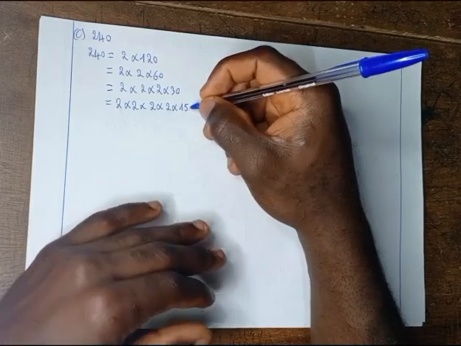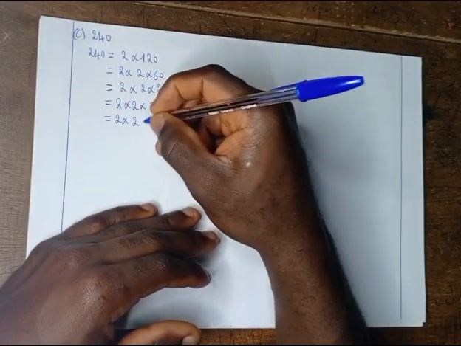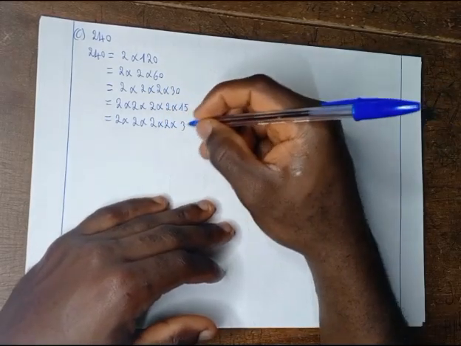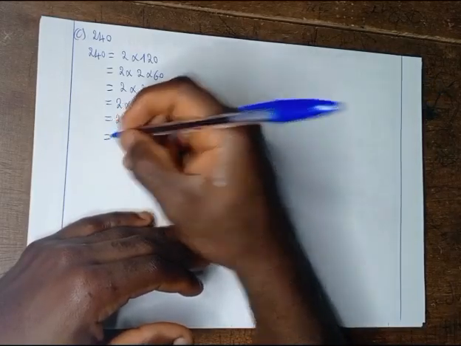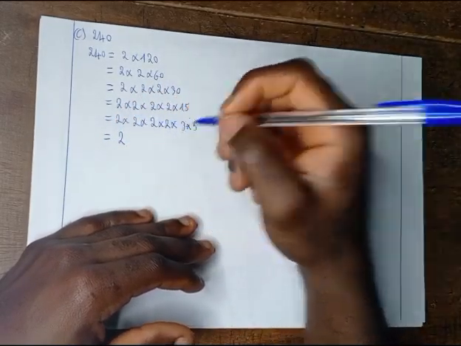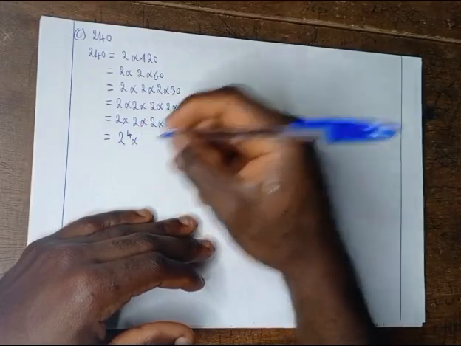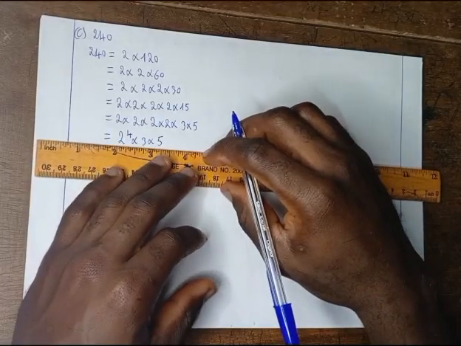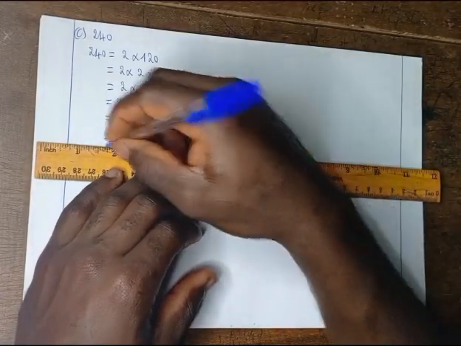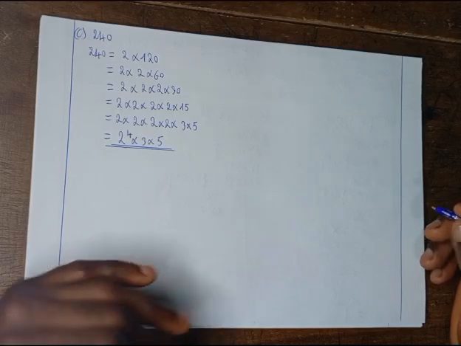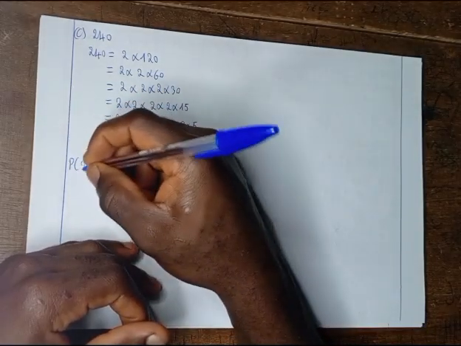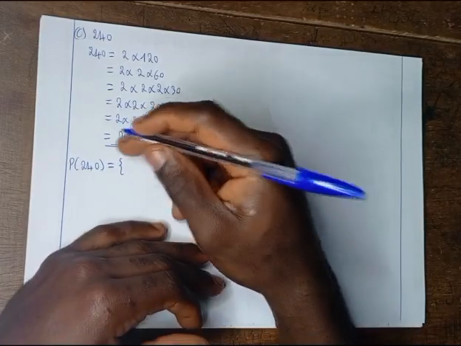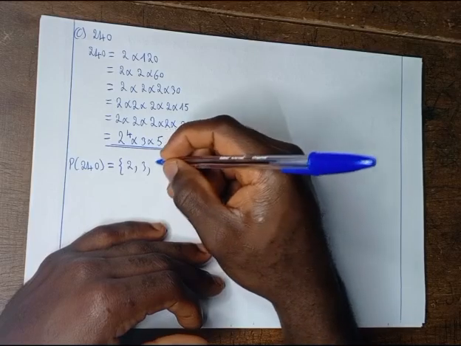30 divided by 2 gives us 15. This will give us 2 times 2 times 2 times 2 times 15. We know the prime factorization of 15 is simply 3 times 5. So this will give us 2 raised to the power 4 times 3 times 5. So this is the prime factorization of the number 240. The next thing is to write down the prime factors of 240. The prime factors of 240 will simply be 2, 3, and 5.